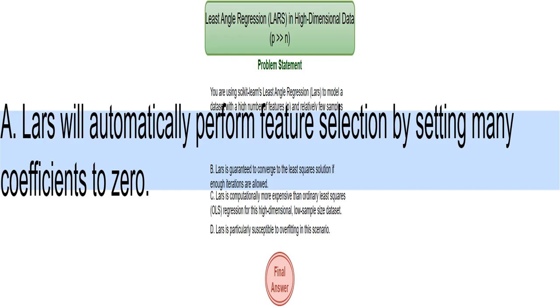LARS, in a nutshell, iteratively adds features based on their correlation with the remaining errors. When there are many unimportant features, LARS cleverly assigns them coefficients close to zero, effectively performing feature selection. It's like a smart chef discarding ingredients that don't improve the dish's taste.